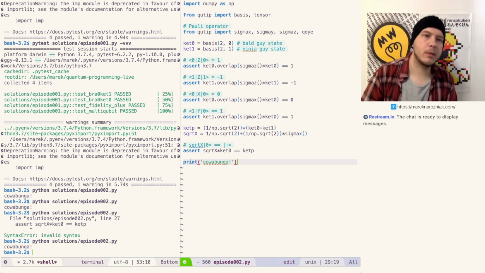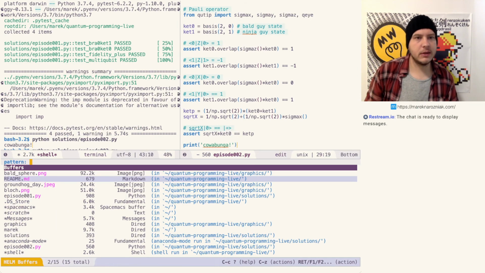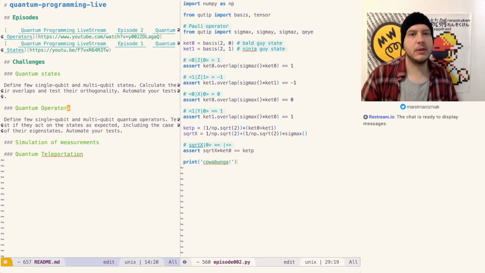So, let's see. Automate your test. Okay. Oh, multi-qubit.